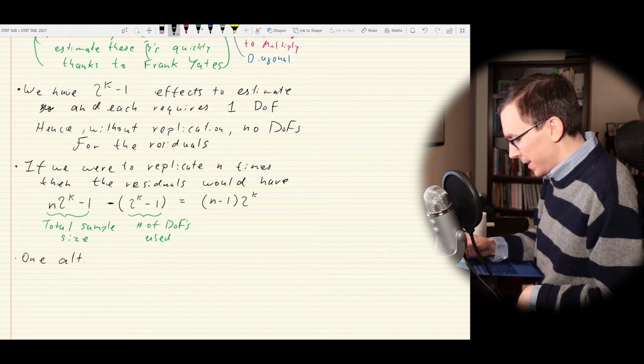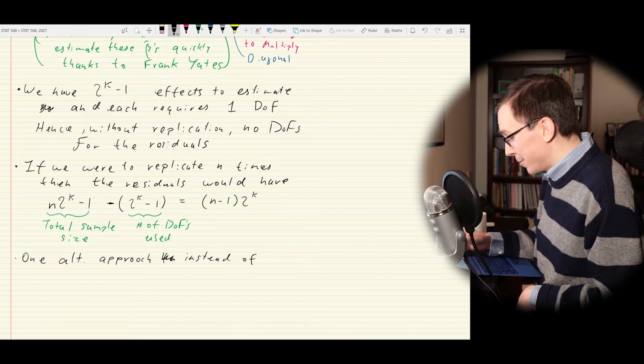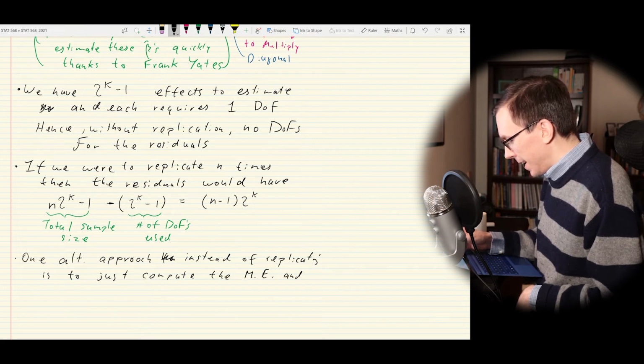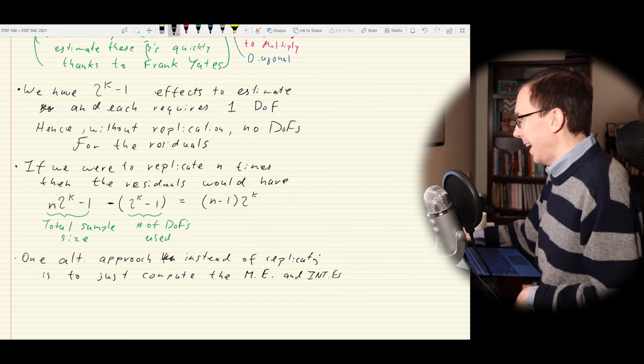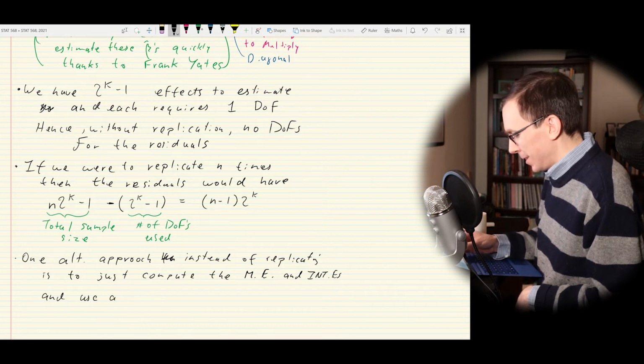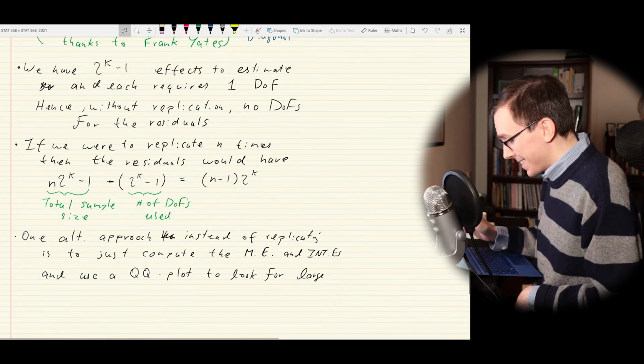One alternative approach, I'll say, instead of replicating, is to just compute the main effects and interaction effects, because I don't really want to write all that out, and use a QQ plot to look for large effects.